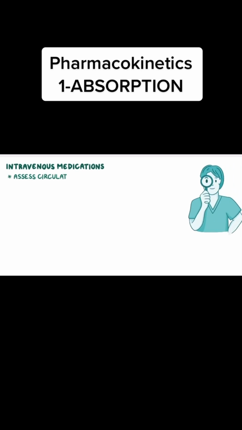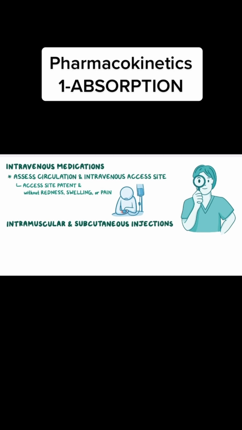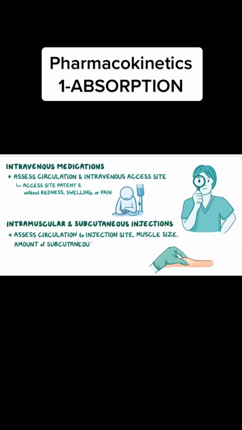For intravenous medications, be sure to assess your client's circulation, as well as their intravenous access site, checking that it's patent and without redness, swelling, or pain. For intramuscular and subcutaneous injections, assess the degree of circulation to the injection site, as well as your client's muscle size and amount of subcutaneous tissue to verify there's enough tissue to absorb the volume of medication to be injected.